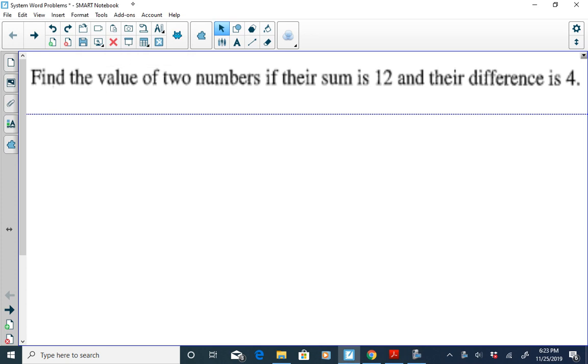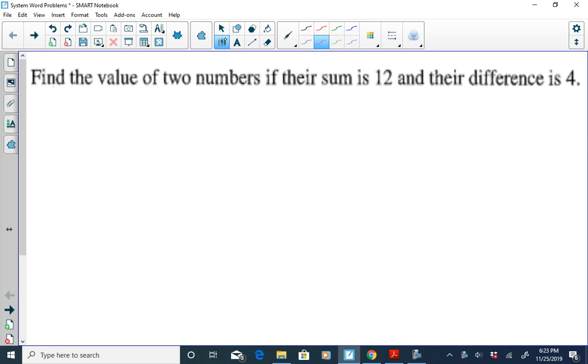Okay, today we're going to be looking at how to solve word problems and find solutions to word problems by writing a system of equations to represent a given situation. All right, here's our first example. All right, nice simple routine problem. Asks us to find the value of two numbers if their sum is 12 and their difference is 4.